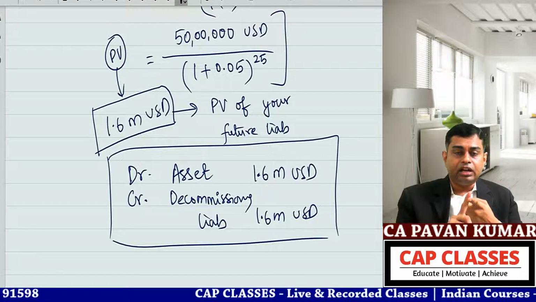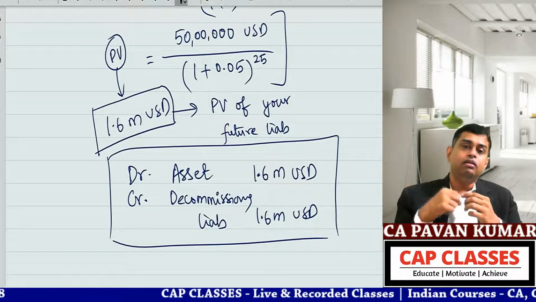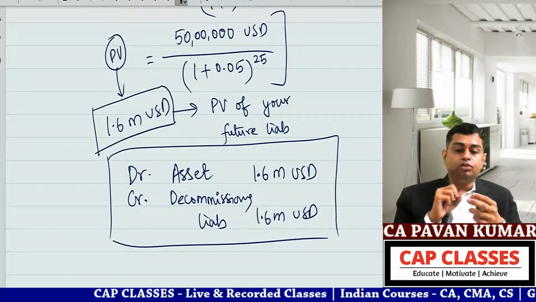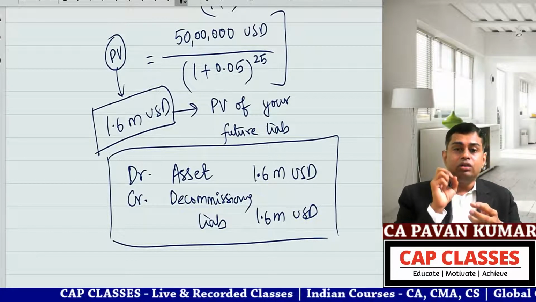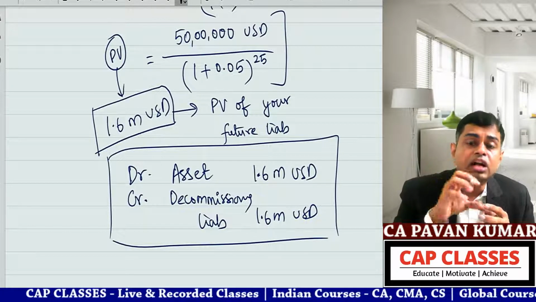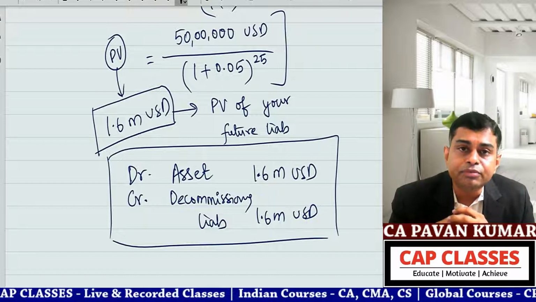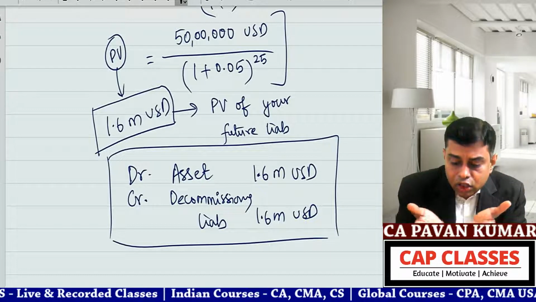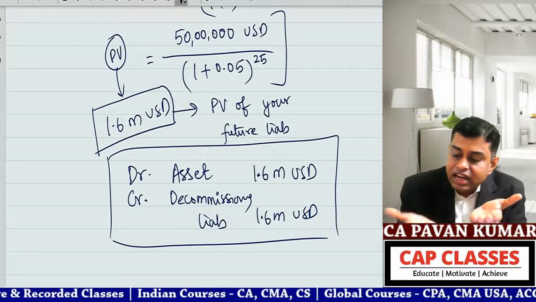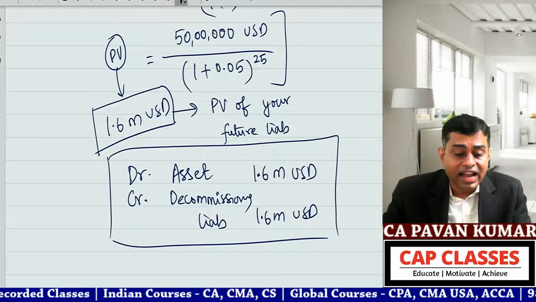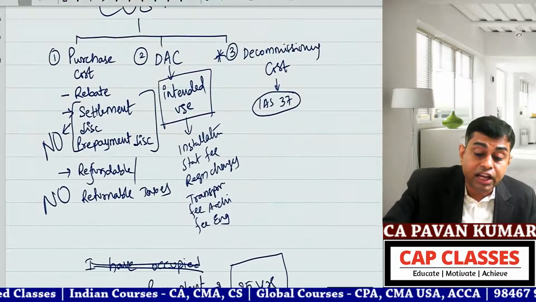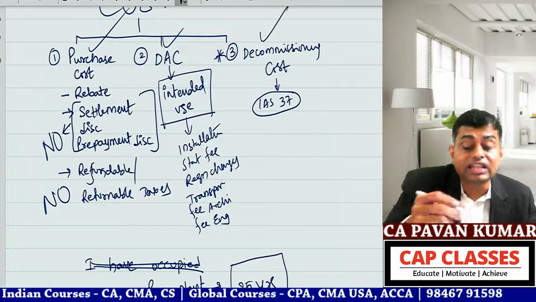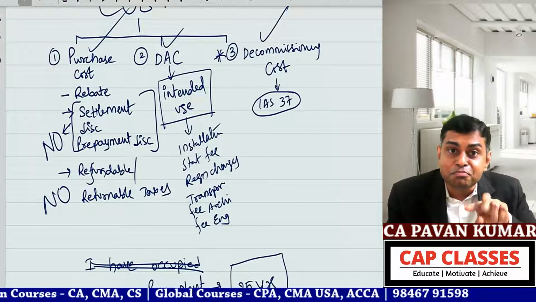Then step 1, estimate the future value of decommissioning liability. Step 2, bring it to its present value. Then step 3. What is step 3? Step 3 is capitalize that liability to increase the value of the asset. Asset will be increased, liability will be increased. So this asset component 3, how many components are there? 3 components. First component is purchase cost, second component is directly attributable cost, third component is decommissioning cost. Decommissioning cost is both an asset and a liability.